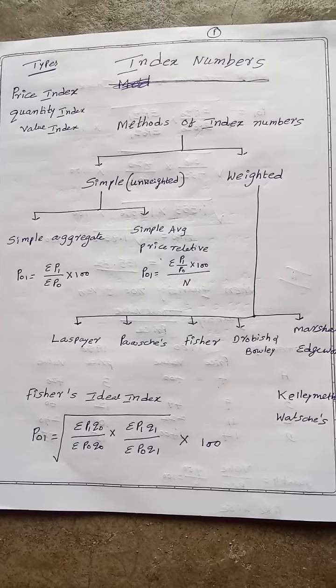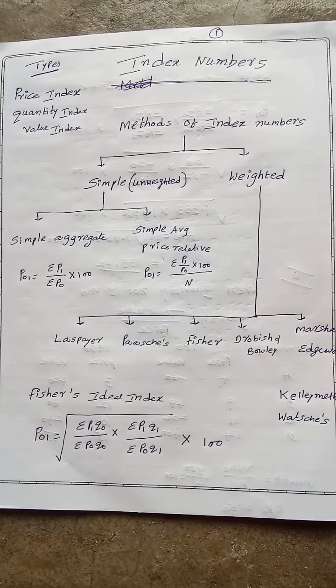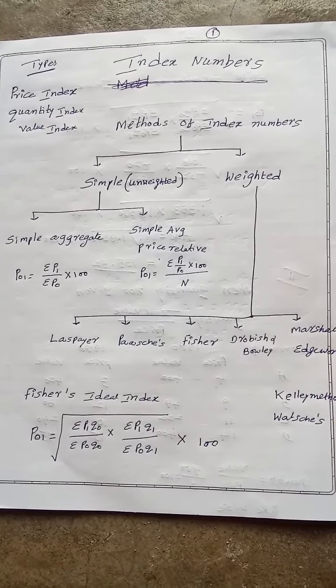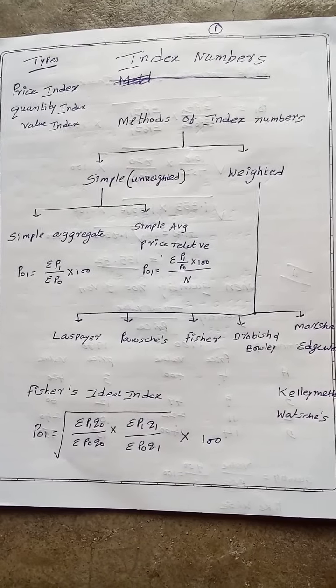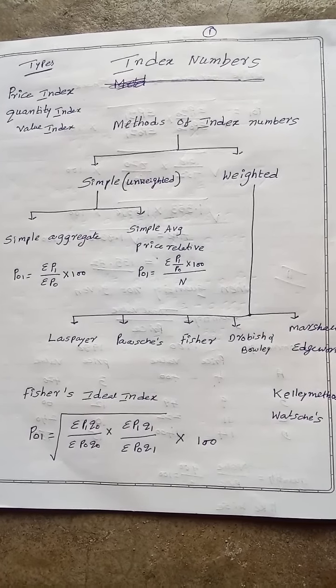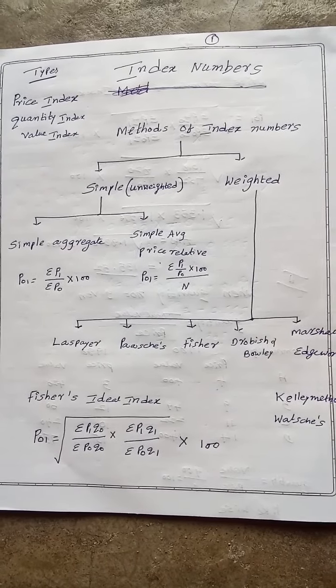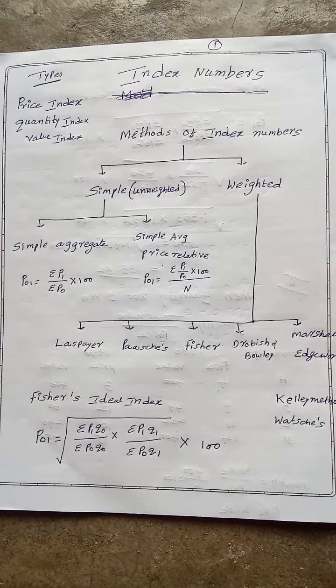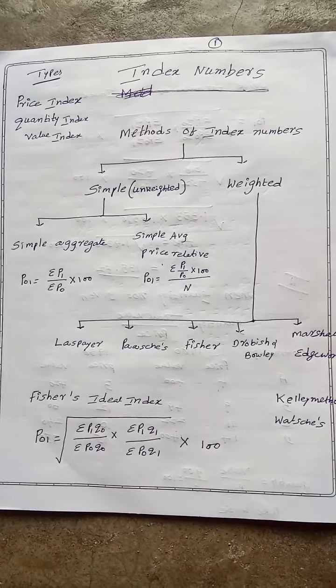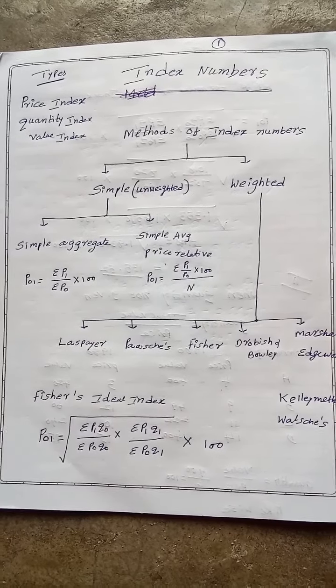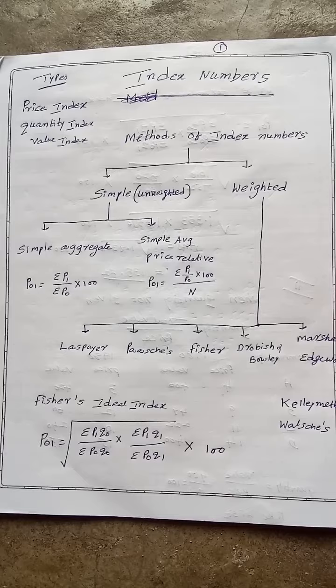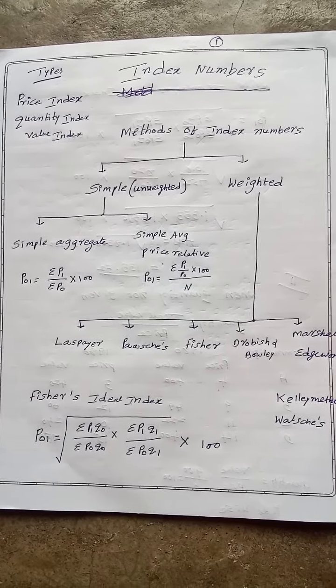The formula for the Fisher ideal index number is P01 is equal to the square root of sigma P1 Q0 by sigma P0 Q0 into sigma P1 Q1 by sigma P0 Q1, into 100. P1 is the price of the current year, P0 is the price of the base year, Q1 is the quantity of the current year, Q0 is the quantity of the base year.